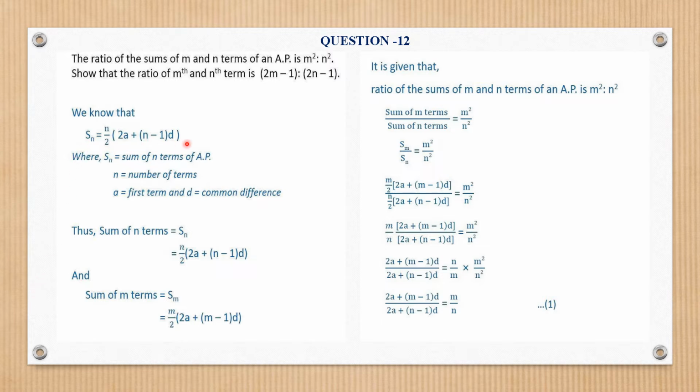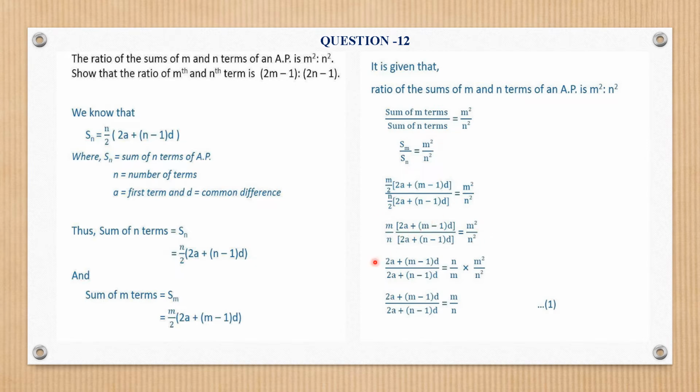So again, I'll start with this formula, as we are talking about the sum. The sum of n terms is denoted by Sn, and the sum of m terms will be denoted by Sm, replacing this n by m. Now the ratio of the sum of m terms to the sum of n terms is m square by n square. So place the formula: m by 2 times (2a plus (m minus 1)d) upon n by 2 times (2a plus (n minus 1)d) equals m square by n square. Okay, so 2 gets cancelled, we get m by n, and this complete part as it is.